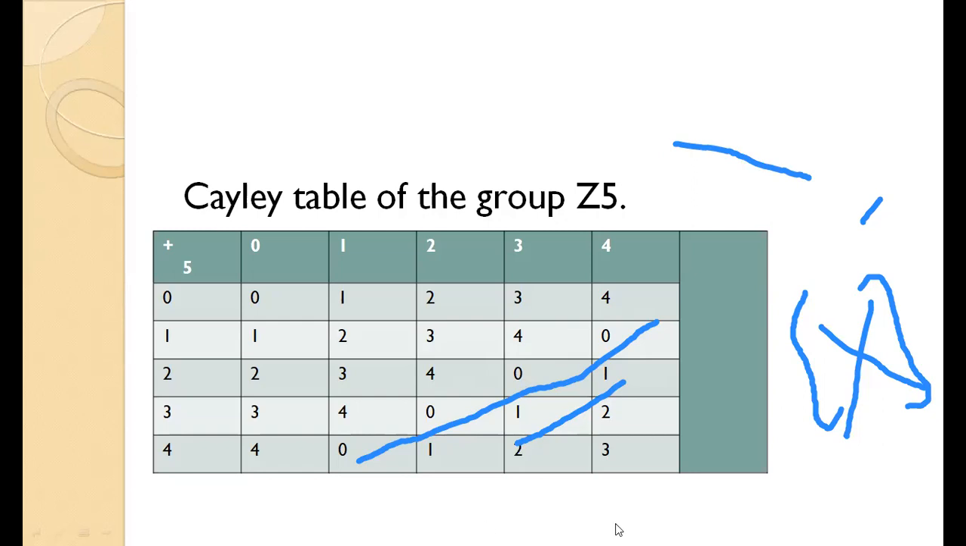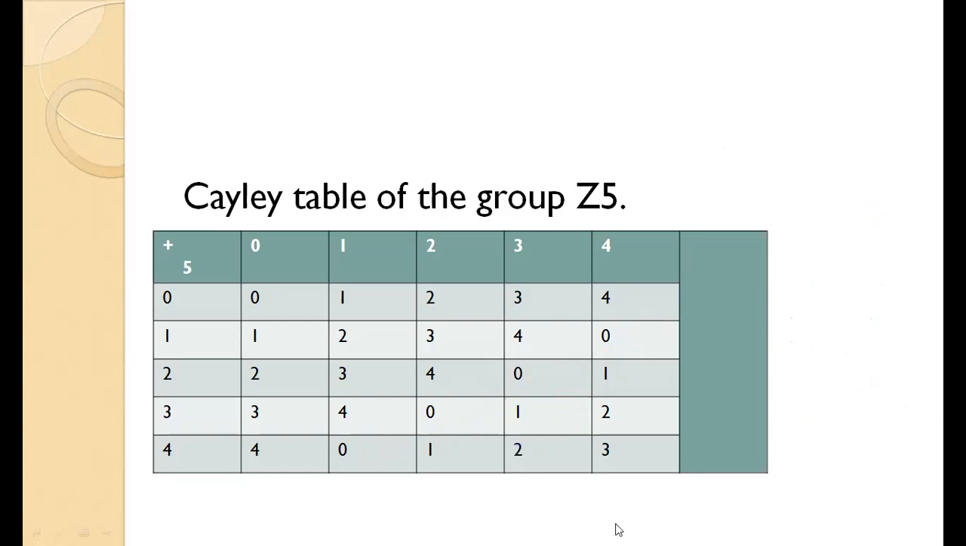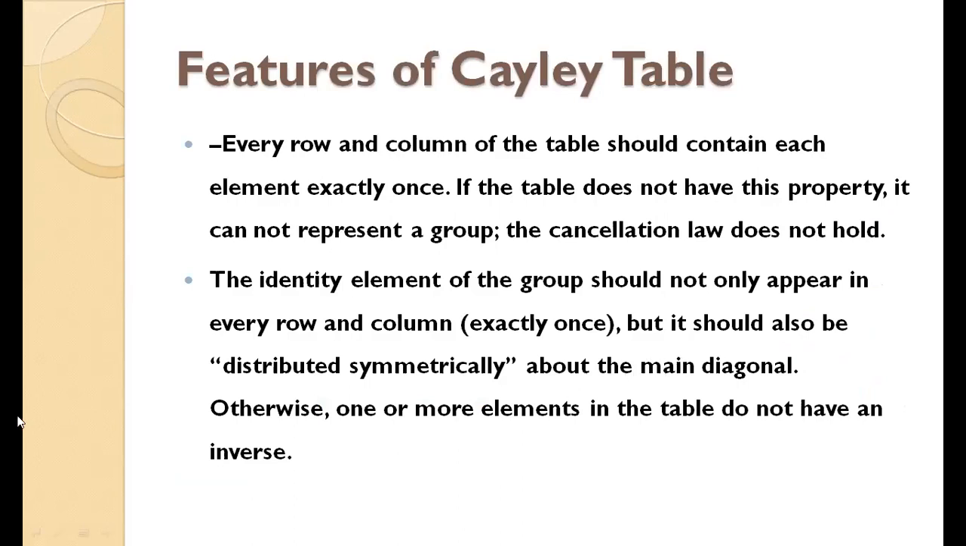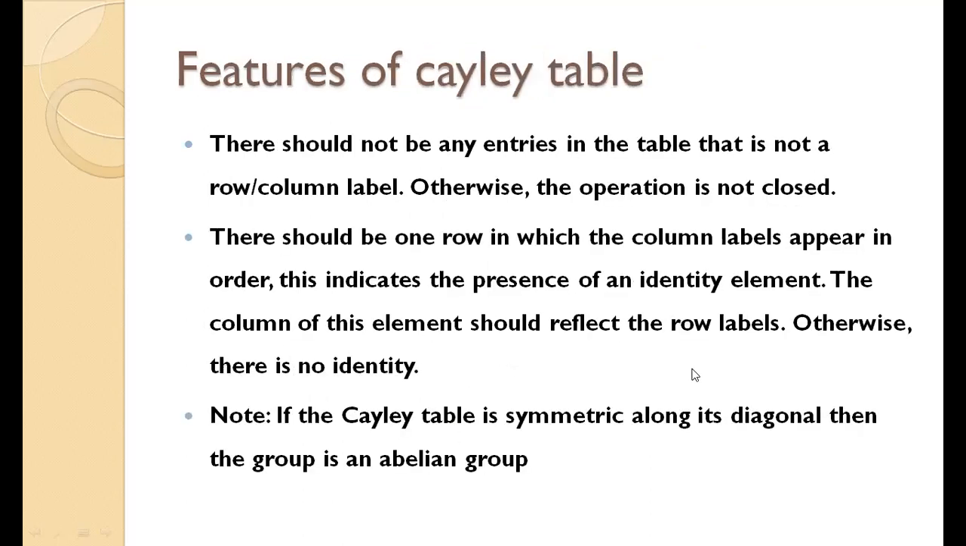That's why they say that the Cayley table distributes identity elements symmetrically. Okay, first we saw that every row and column of the table should contain each element exactly once. Next we saw the symmetry of the identity element. Now we move forward to other properties. Otherwise, one or more elements in the table do not have an inverse. This is important for our inverse.